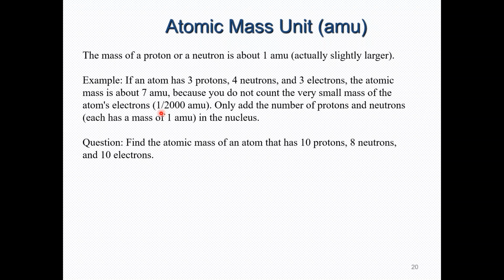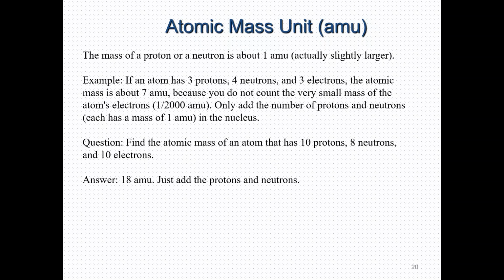How much smaller? It is almost 1 over 2000 times smaller than the mass of the proton and the mass of the neutron. So that's why we ignore it while considering the whole mass of the atom. So now we have a question: find the atomic mass of an atom that has 10 protons, 8 neutrons, and 10 electrons.